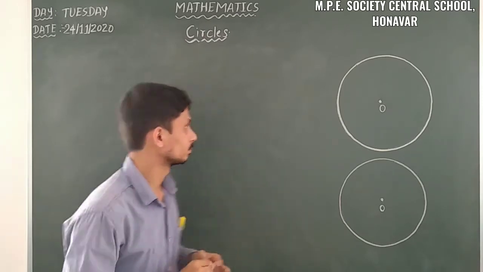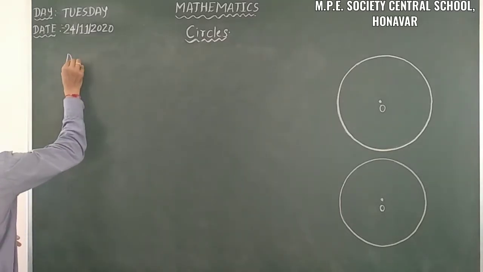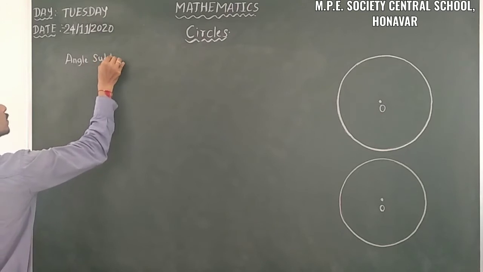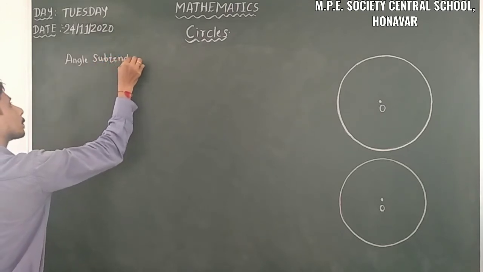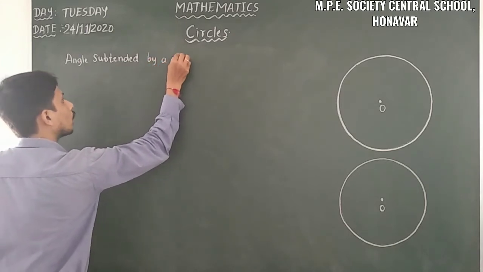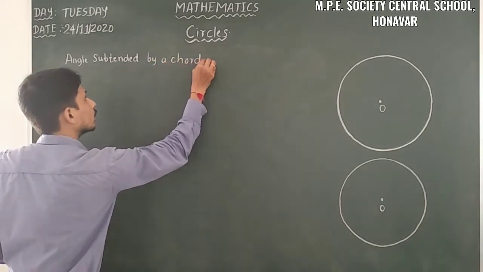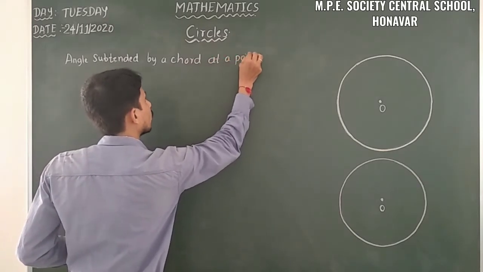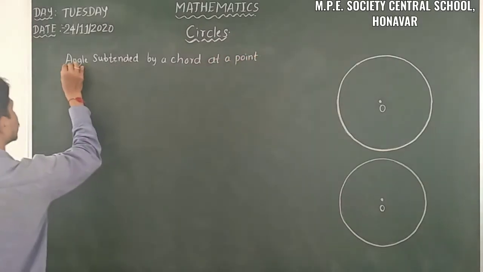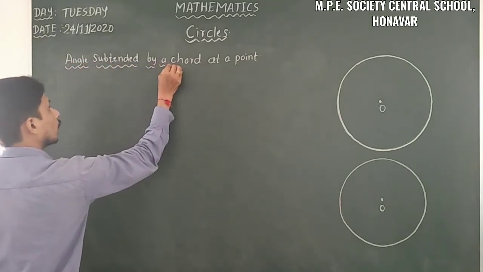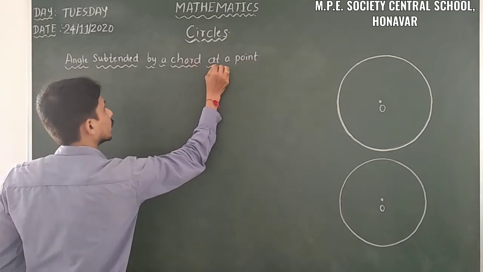That is, angle subtended by a chord at a point.